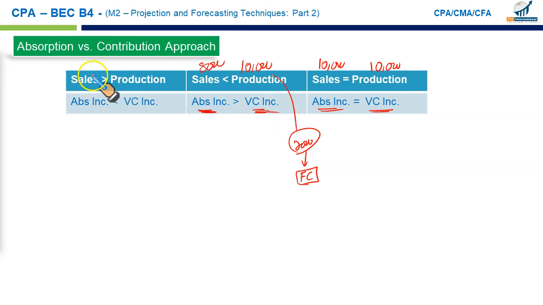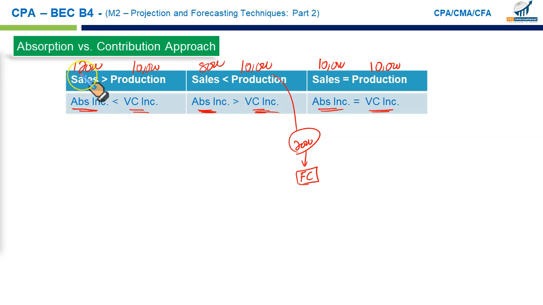And when the sale is more than production, like you sold 12,000 units but you produced only 10,000 units, how can you do that? Of course, these 2,000 units which were in the opening stock have been sold, and they had some fixed costs in them which eventually get expensed under absorption costing. Hence, absorption costing based income would be less and the variable costing income would be higher. Remember, whenever production is more than sales, absorption costing profit would be higher than variable costing. And whenever sales is more than production, in that case, variable costing income would be higher than absorption costing.